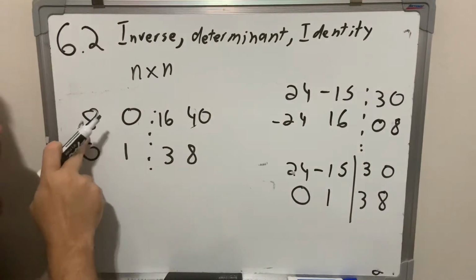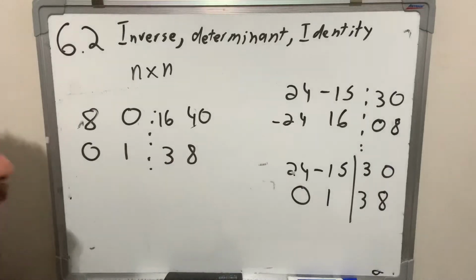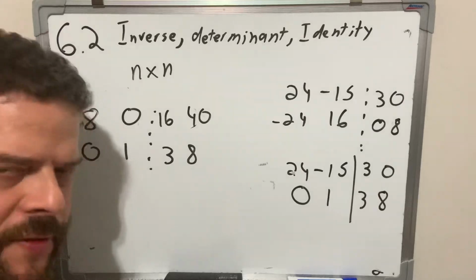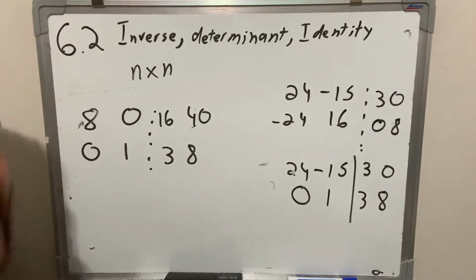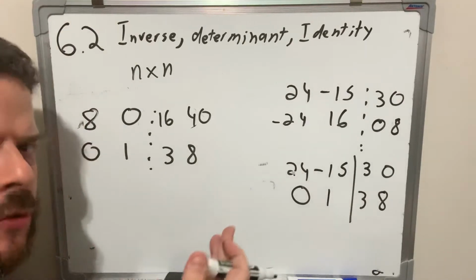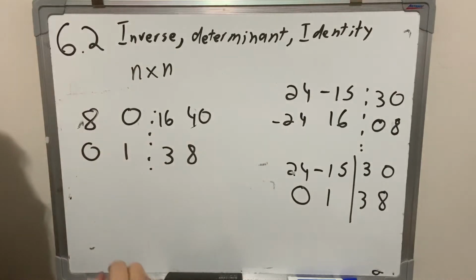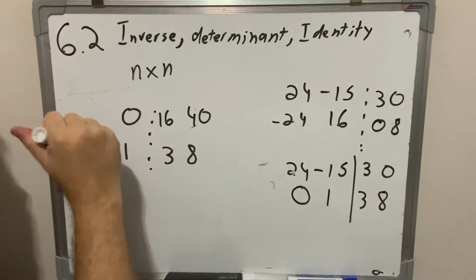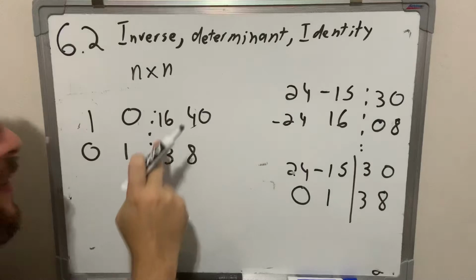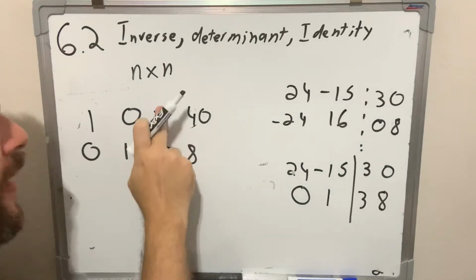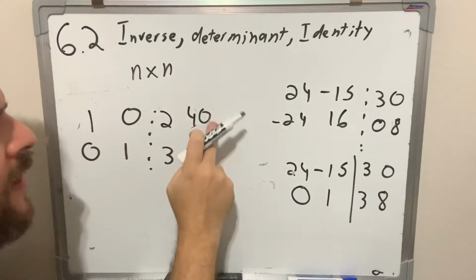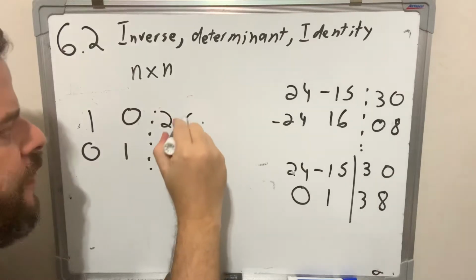Again, I want a 1 here. I'm going to divide everything by 8. Again, this one was a little bit complex. And usually you're only going to get 2 by 2 matrices, not 3 by 3. I'm not going to give you a 3 by 3 matrix, just 2 by 2. Divide the top one by 8. 8 divided by 8 is 1. 0 divided by 8 is 0. 16 divided by 8 is 2. 40 divided by 8 is 5.